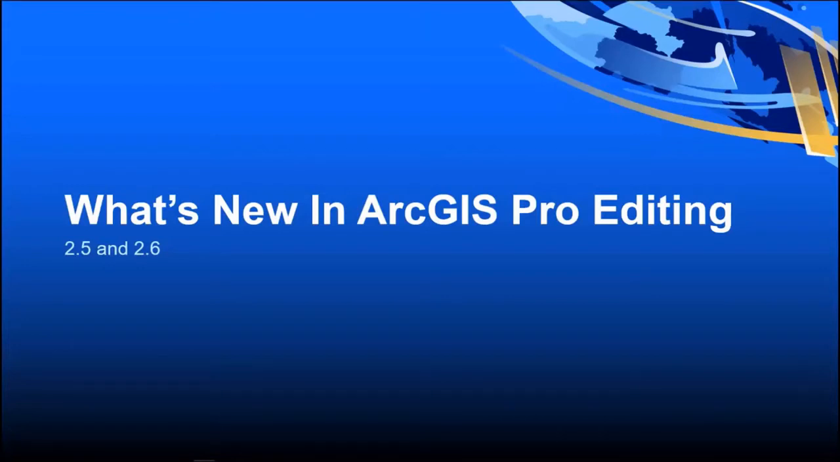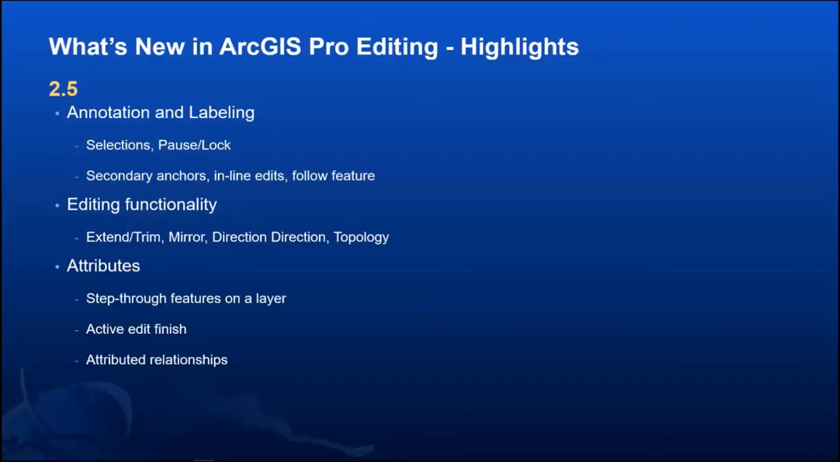There have been hundreds of improvements and equivalencies in the last two releases of ArcGIS Pro. Here are a couple of the highlights. At ArcGIS Pro 2.5 with annotation and labeling, you now have the ability to select a small portion of labels and convert that selection to annotation. You can also pause or lock labeling, so you're not waiting for an entire feature layer to label in the map. And this is especially useful if you have a ton of labels or annotation.